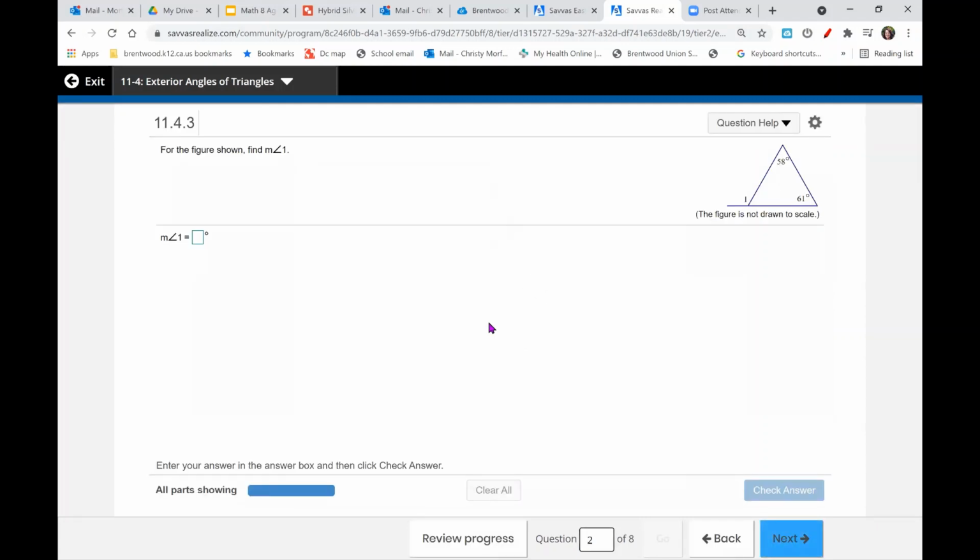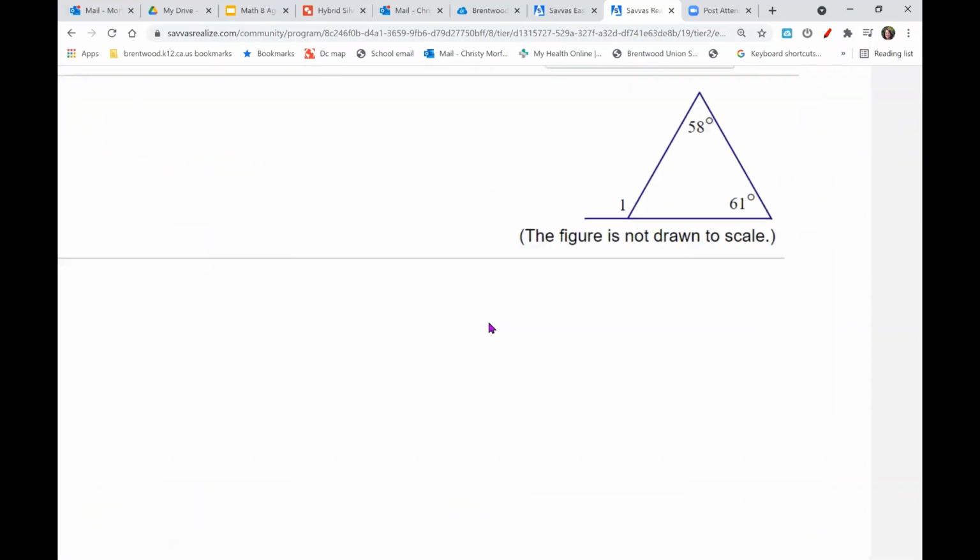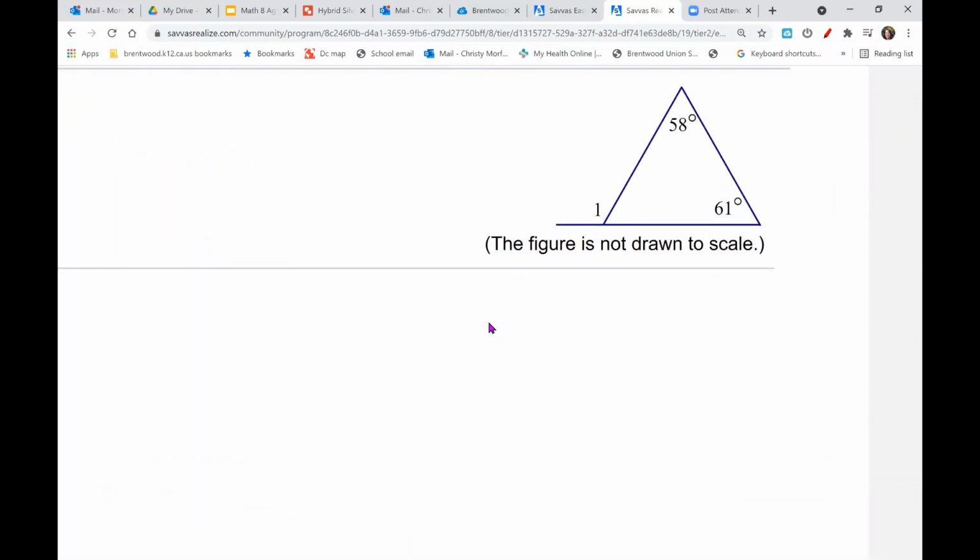Then once you get to number 2, it is asking you for a measurement. And if you look, let me make this a little bigger. If you look, angle 1, so notice there's no degree by it. That means it's called angle 1. We don't know the measurement of it. It's just the name, angle 1. So angle 1 is on the outside, and 58 and 61 are on the inside.